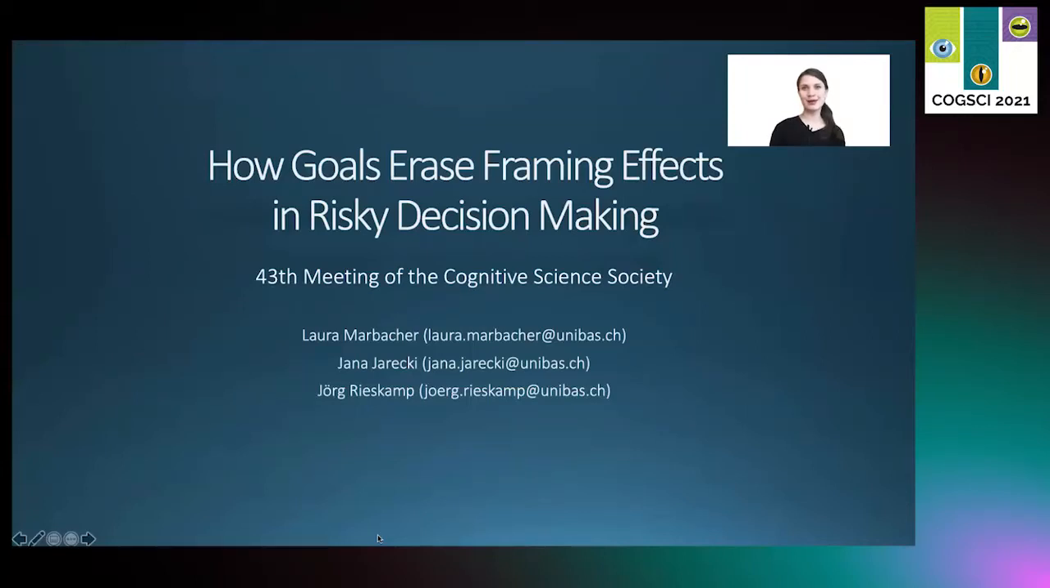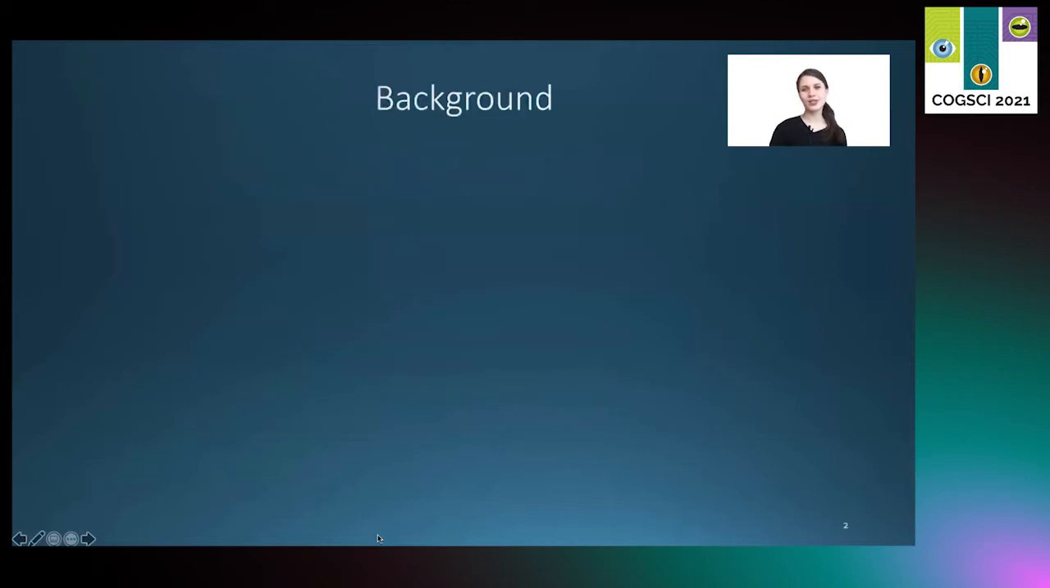Hi, my name is Laura Marbacher, and I will talk about how goals affect risk framing in risky decision making. It's joint work with Jana Jarecki and Jörg Rieskamp. This project investigates framing effects in risky choices with goals.